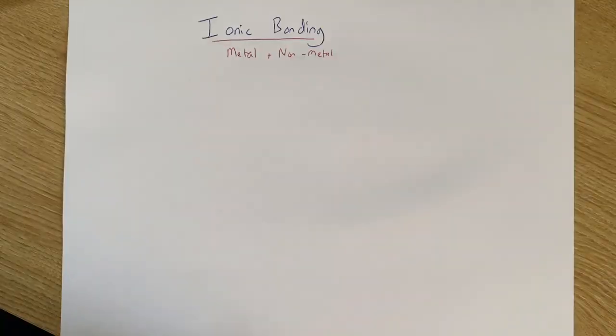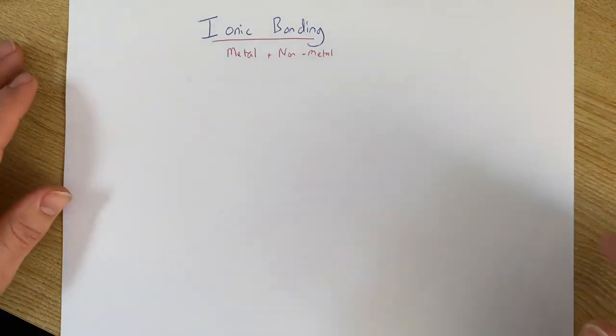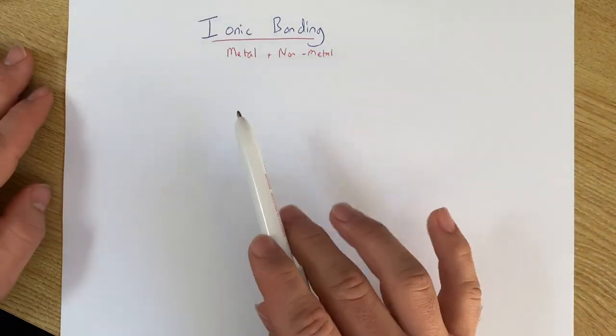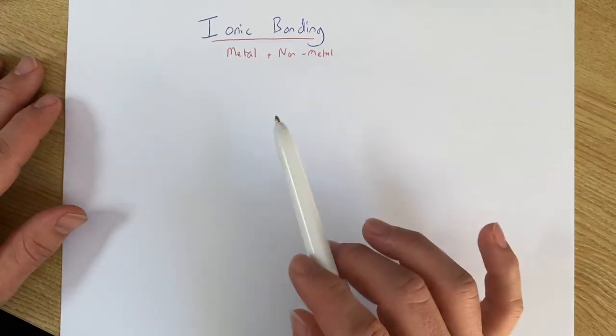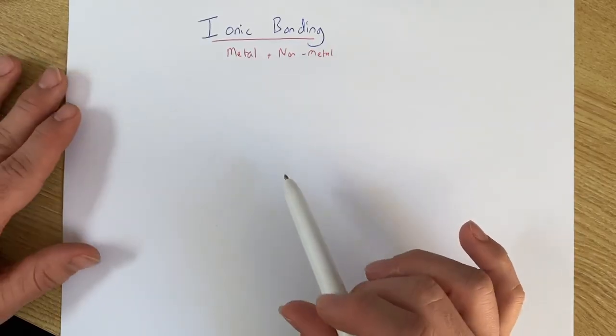This video is on how to draw ionic bonds. So we're going to look at ionic bonding. Remember, ionic bonding always occurs between a metal and a non-metal. So one of the first things with any bonding question you must do is identify what type of bonding you're being expected to draw.